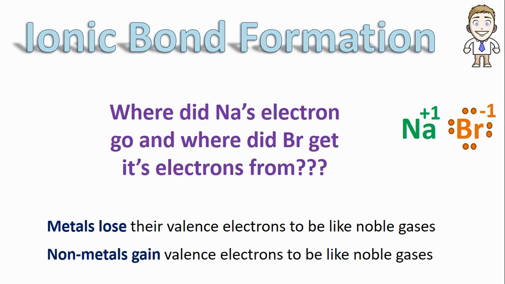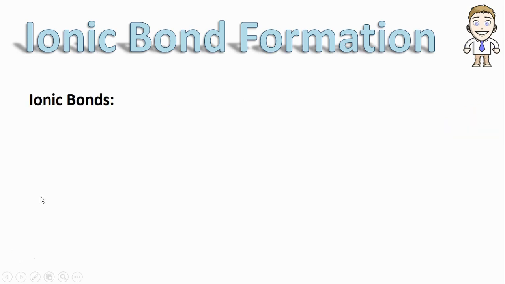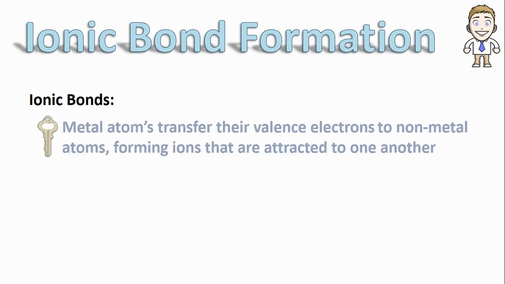The one piece of information we've left out up to this point is, where did sodium's electron go? Where did bromine get its electron from? If metals are losing electrons, where are they going to? And if nonmetals are gaining electrons, where are they coming from? And the answer to that question is ionic bond formation. So with that in mind, I think we're in a good place to start defining and looking at ionic bonds and what they are and how they happen.